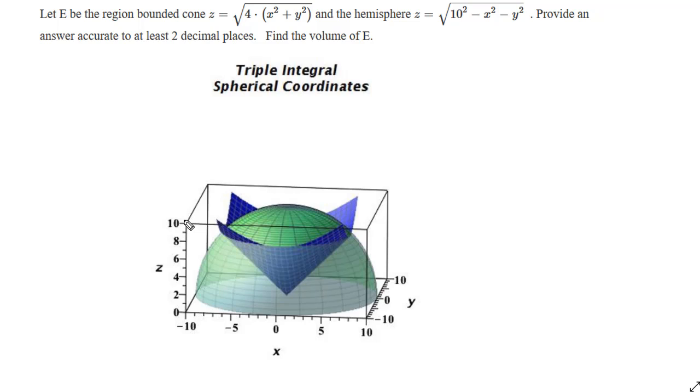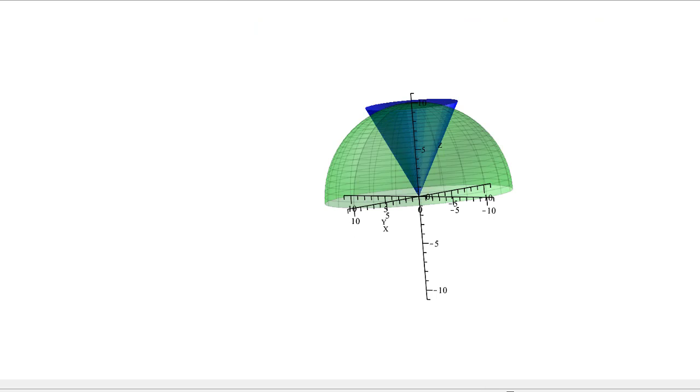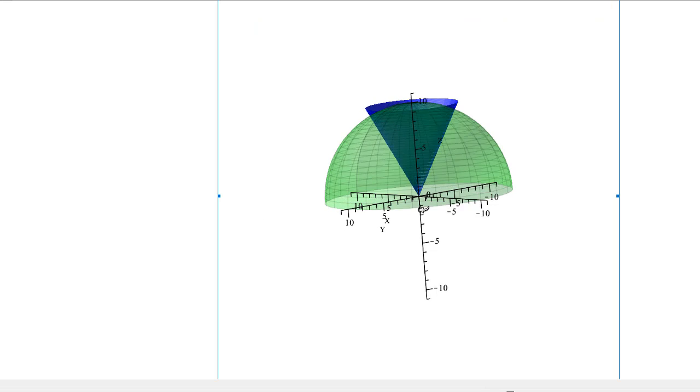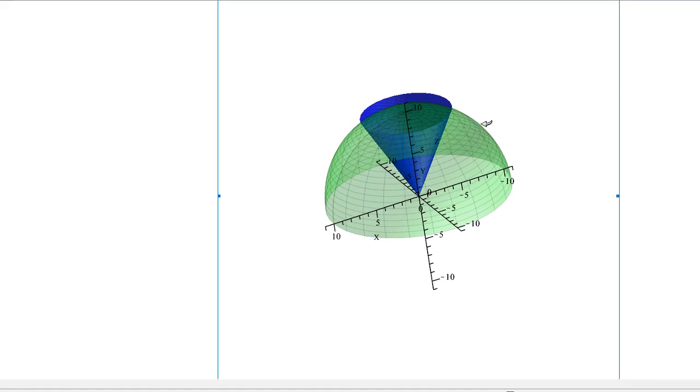In this problem, we're asked to find the volume of the solid that's bounded by the cone, that would be the blue cone in the figure below, and the hemisphere, which is the green shape in the figure below. And they also mention that that figure does not necessarily match these equations, but it is a representation of them. So I have drawn the actual equations using Maple. So here is a graph of the blue cone and the green sphere.